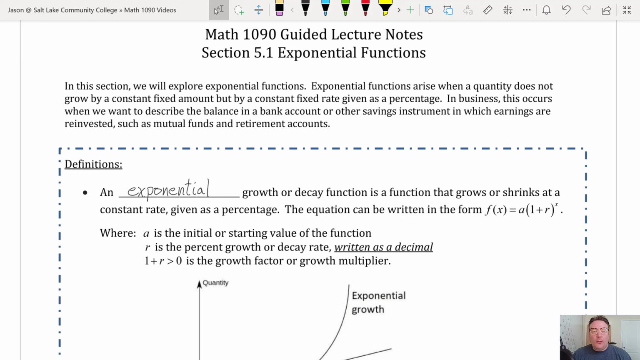This is section 5.1, Exponential Functions. Okay, so in this section we're going to look at and explore exponential functions. Exponential functions arise in business when we talk about things like the balance in a bank account or a savings instrument, any kind of financial instrument where earnings are reinvested, and that will always result in exponential growth.